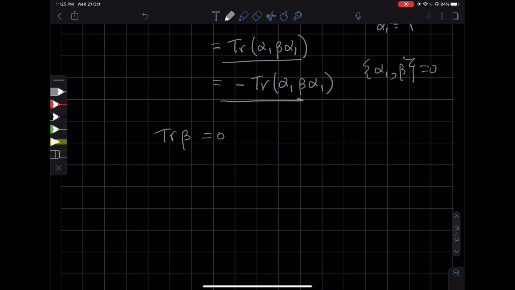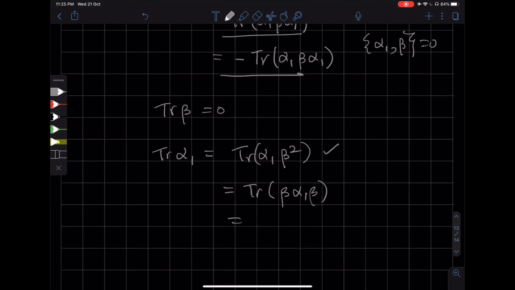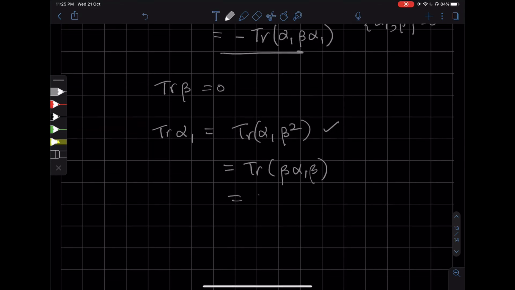So similarly, we can prove all the α are traceless because the trace of α₁ can be written as, you guessed it, the trace of α₁ β², because β² is also 1, and then we can use the cyclicity of the trace to write this as β α₁ β. And then, of course, this can be written using the anti-commutation relationship as minus the trace of β α₁ β, and therefore this is equal to 0.